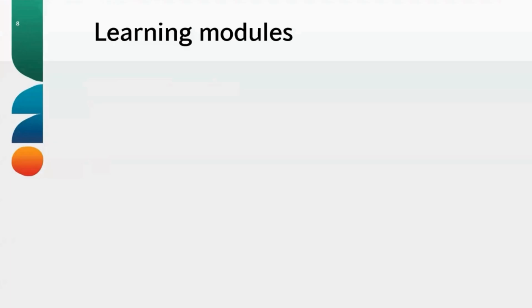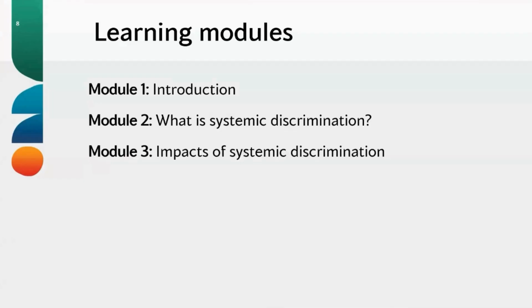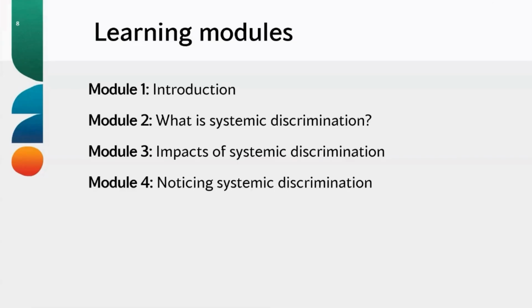Let's take a minute to introduce the learning modules. You're coming to the end of Module 1, the session Introduction. Module 2 answers the question, what is systemic discrimination? In Module 3, you will explore the impacts of systemic discrimination. Module 4 focuses on noticing systemic discrimination, and Module 5 briefly considers what we can do to address systemic discrimination.